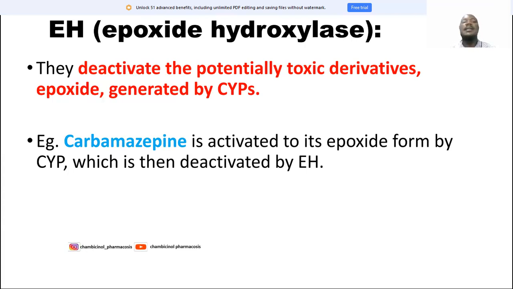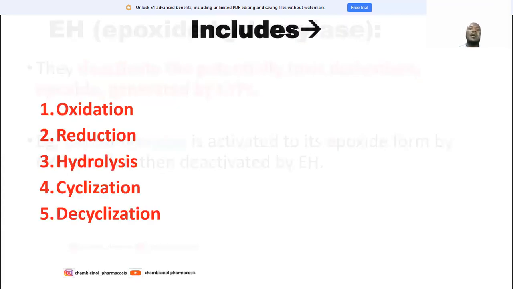A good example here is carbamazepine, which forms the epoxide after CYP oxidation metabolism. Then that metabolite is highly reactive. Then the epoxide hydroxylase deactivates it by removing the epoxide from carbamazepine and forms the inactive, deactivated compound. Then we have seen all of oxidation.